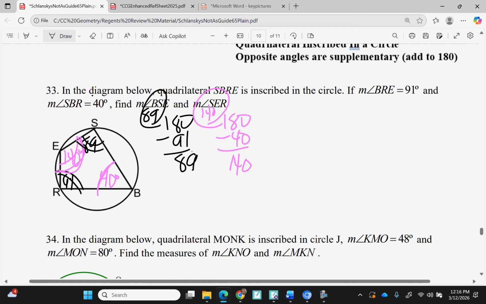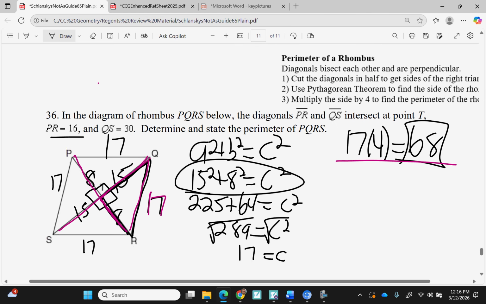Quadrilateral inscribed within a circle, the opposite angles add to 180. And perimeter of a rhombus, cut the diagonals in half, use Pythagorean theorem to find one of the sides, multiply that by 4 to find the perimeter of the rhombus.